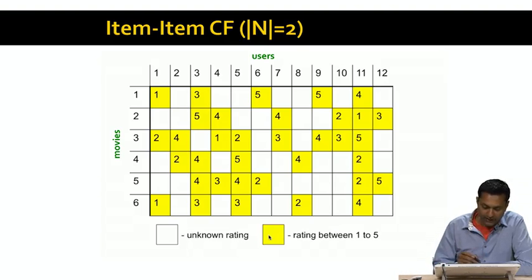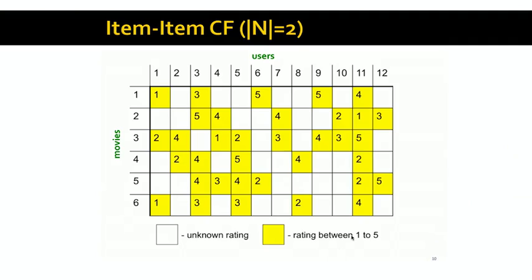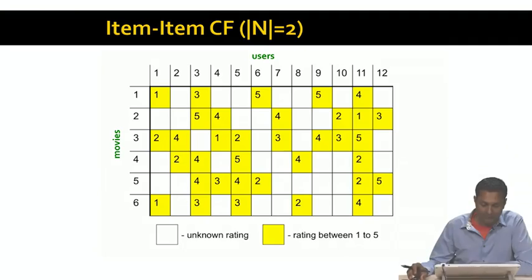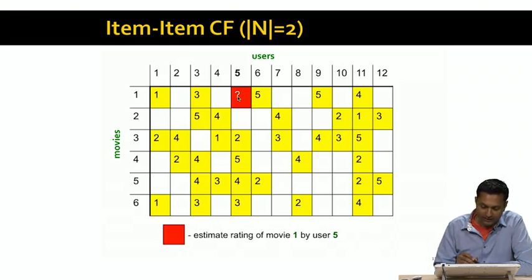Here the yellows are the known ratings in the utility matrix. We have movies on the y-axis, and we have users on the x-axis, and the blanks are the unknown ratings that we are trying to predict. And let's assume that the rating values are between 1 and 5. Remember, let's say our goal is to estimate the rating of movie 1 by user 5.